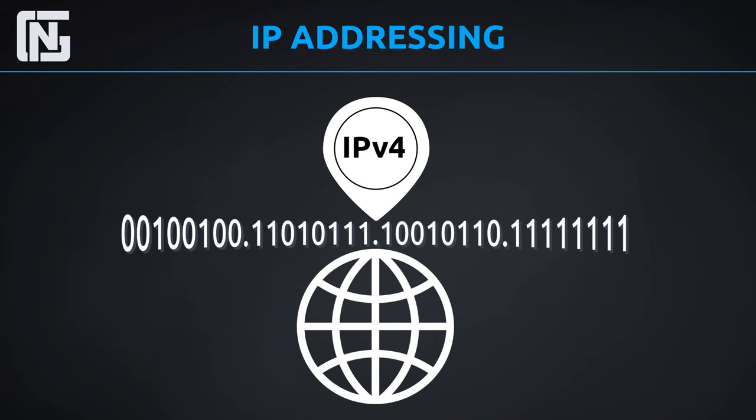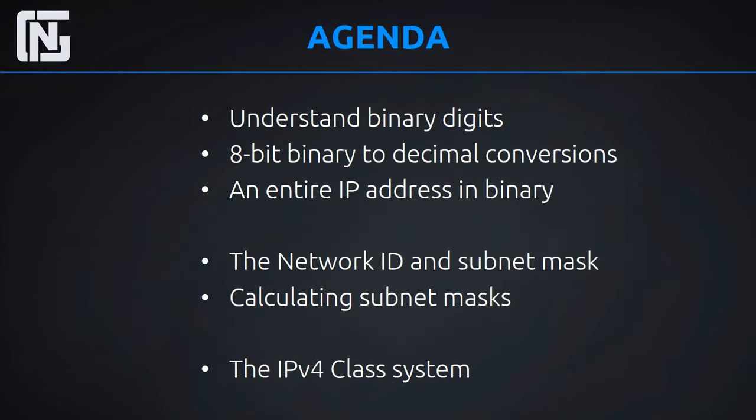So let's go ahead and get started and look at our agenda for this lesson. We'll start out by discussing what binary digits actually are. We'll also do some 8-bit binary to decimal conversions. We'll look at an entire IP address in binary format. Then we'll dive into network IDs and subnet masks and figure out how to calculate our subnet masks and figure out what our network ID is from our subnet mask and these different types of things.